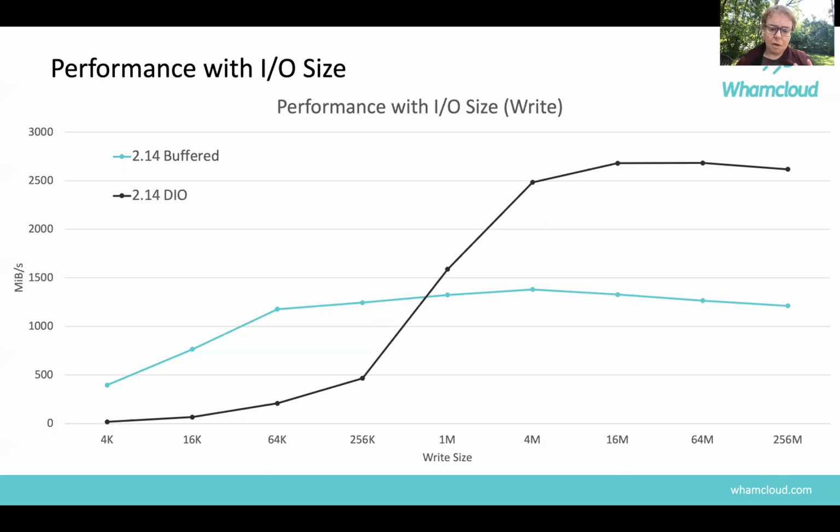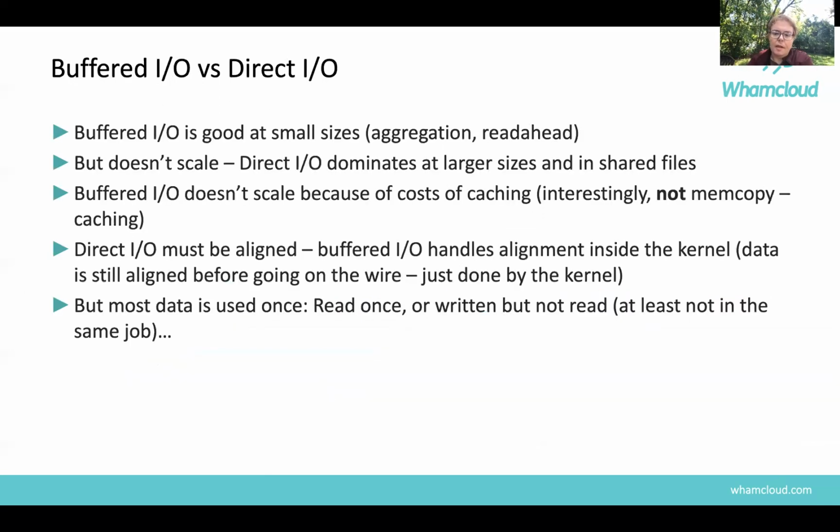As you can see, buffered IO is something like 10 times as fast as direct IO at small sizes. That's because it can do aggregation and things like that. It uses the cache to build up larger RPCs. And of course, similarly for read, it can use the cache to do this really powerful read ahead. So I'll repeat that: buffered IO is good at small sizes, but it doesn't scale. Buffered IO doesn't scale because of the cost of caching. Interestingly, the main cost in using buffered IO in the page cache is not memcpy, and not even really page allocation. It's caching. It's setting everything up, making it all available.